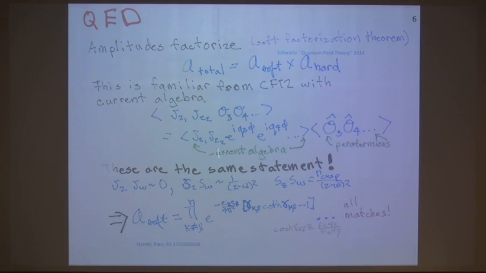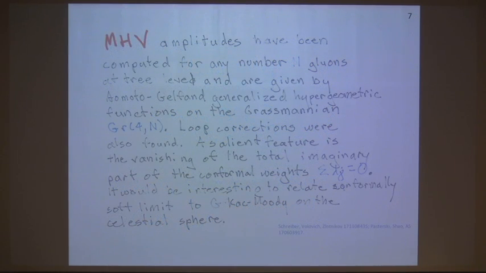And in fact, we found a new generalization of it, including particles which had not been known before, including the case where there are arbitrary magnetic charges on the asymptotic particles. MHV amplitudes have also been looked at. We computed them to 3 points, and Schreiber, Volovich, and Zlotnikov computed the n-point amplitudes, and they're given by Gelfand's generalized hypergeometric functions on the Grassmannian GR(4,N).